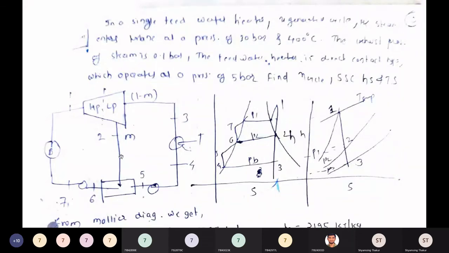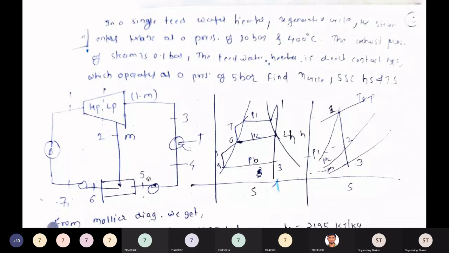You only need to apply the enthalpy balance, the energy balance equation. So m kg into H2 plus H5 into 1 minus m is equal to 1 into H6. That energy balance you need to apply. I will repeat: the m kg of steam into H2 plus H5 into 1 minus m is equal to m into H6. So that will give you the energy balance, and from that you can easily calculate the enthalpy.